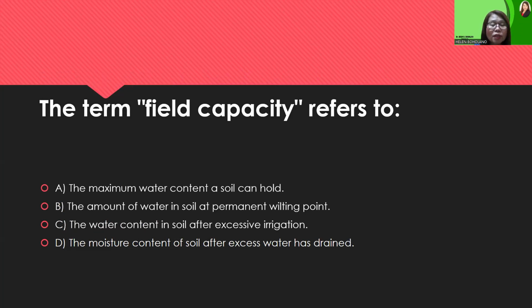The term field capacity refers to, what do you mean by field capacity? A, maximum water content a soil can hold. B, amount of water in soil at permanent wilting point. C, the water content of soil after excessive irrigation. Or D, moisture content of soil after excess water has drained. Thank you very much. So the right answer is the moisture content of soil after excess water has drained.